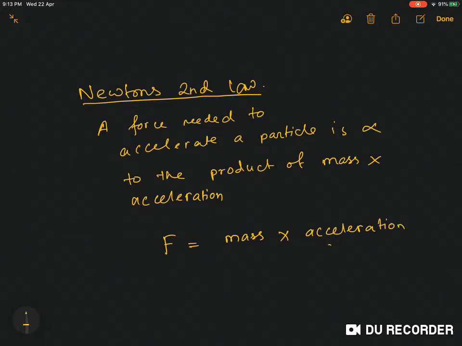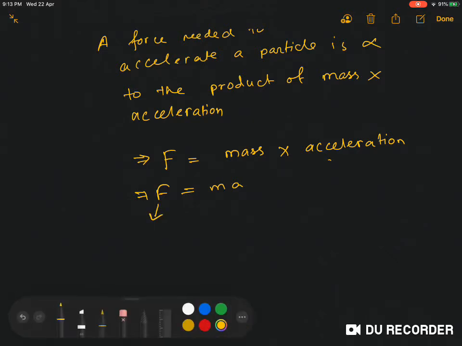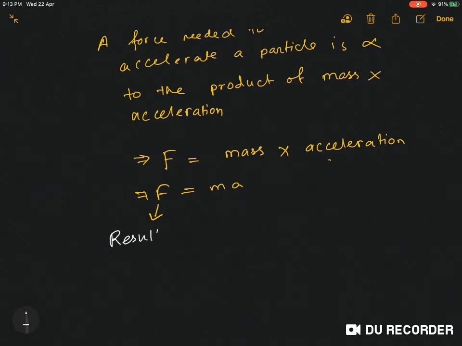All right, I need to discuss this formula. This is a very important formula. In short, I can write F = ma. All right, let's discuss this F. What is this F? Here, this F is nothing but resultant force. If you're not familiar with the resultant force, then here's an example for you.